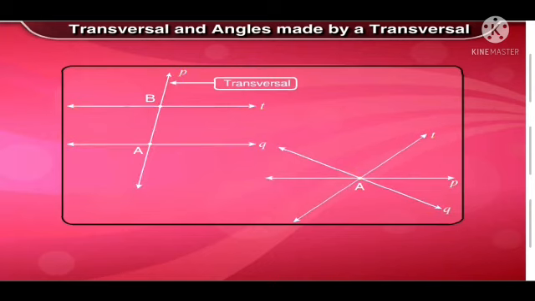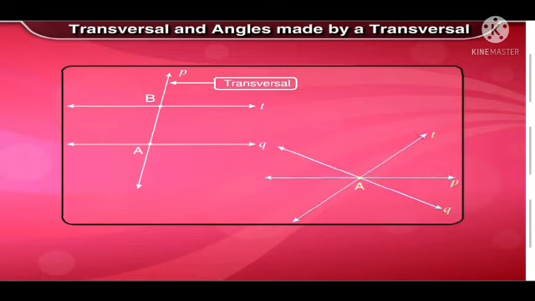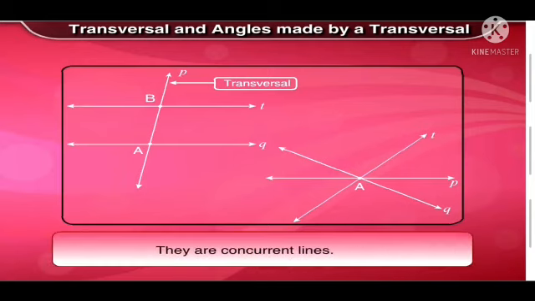Now look at the second figure. Line P intersects line T and Q in a single point, and note that it is not two distinct points. In figure 2, line P is not a transversal of T and Q. In the second figure, line P, line T and line Q are called concurrent lines.